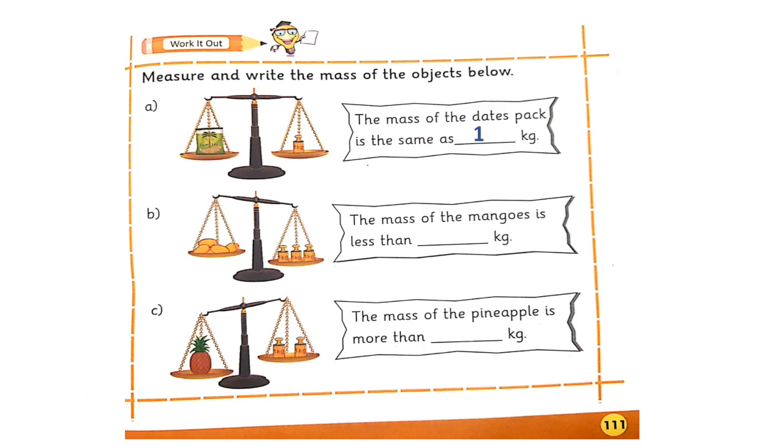Number B. The mass of the mangoes is less than dash kilogram. The pan of the mangoes went up. It means the weight of the mangoes is lighter than 3 kilograms, or we can say the mass of the mango is less than 3 kilograms. Okay, the next one is pineapple. The mass of the pineapple is more than dash kilograms. The pan of the pineapple goes down. It means it is heavier than the weight and it is more than 2 kilograms.